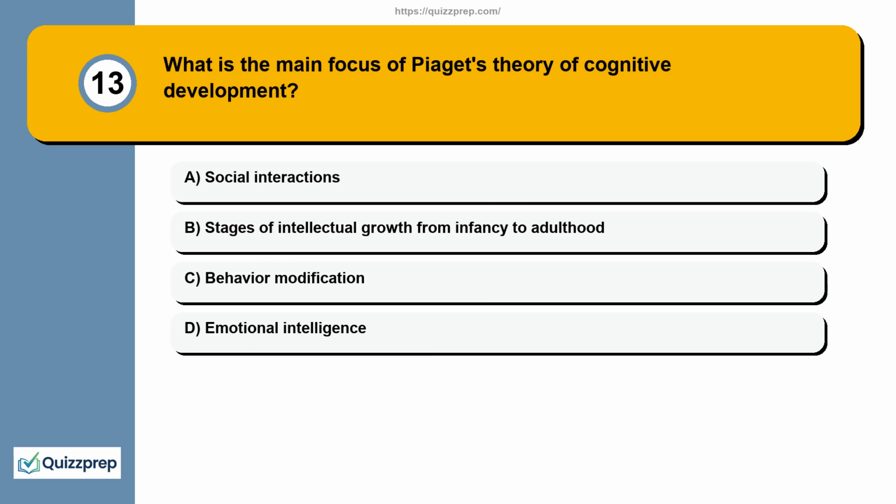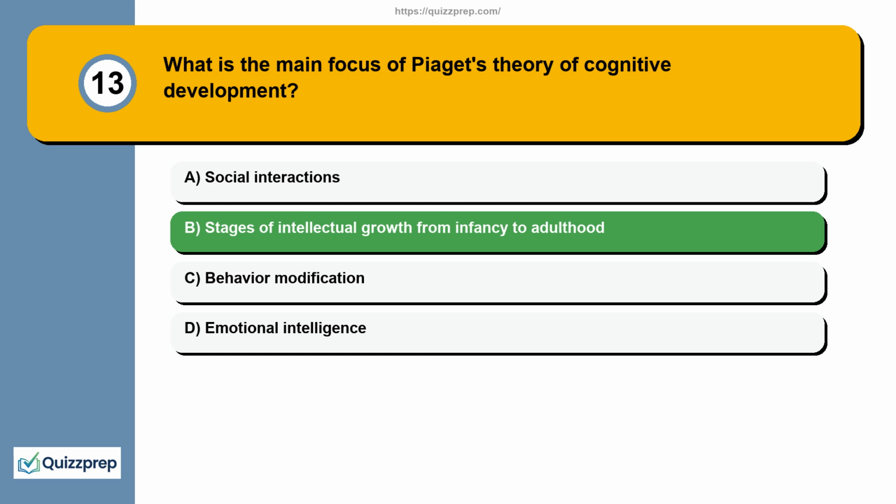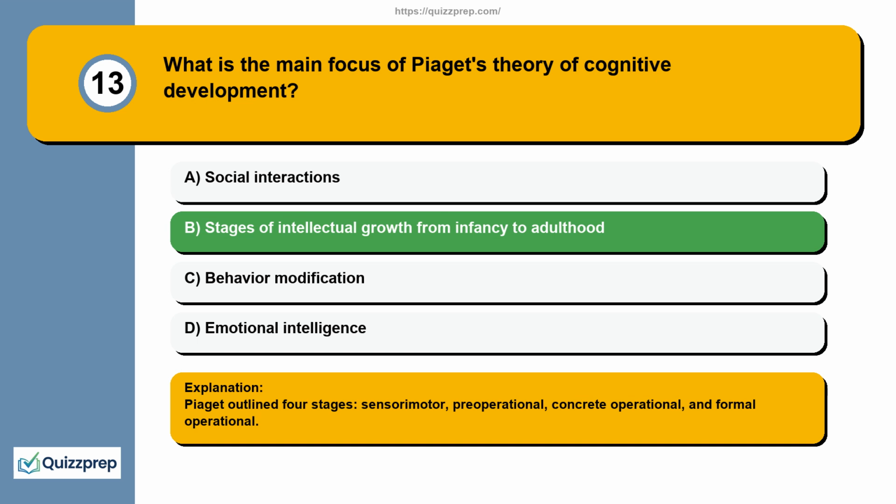Question 13. What is the main focus of Piaget's theory of cognitive development? Here are your options. Option A. Social interactions. Option B. Stages of intellectual growth from infancy to adulthood. Option C. Behavior modification. Option D. Emotional intelligence. The correct answer is option B. Stages of intellectual growth from infancy to adulthood. Explanation. Piaget outlined 4 stages: sensorimotor, preoperational, concrete operational, and formal operational.